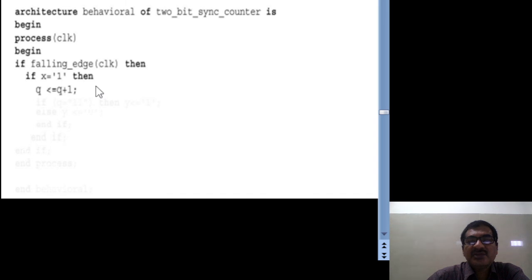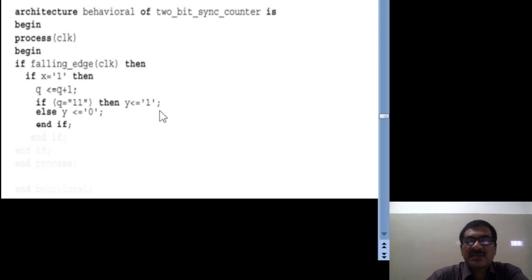After that too in the same falling edge, suppose if the Q value is 11, the expected output is 1. Otherwise it is 0. Okay. That also we observed in the state table or state diagram also.